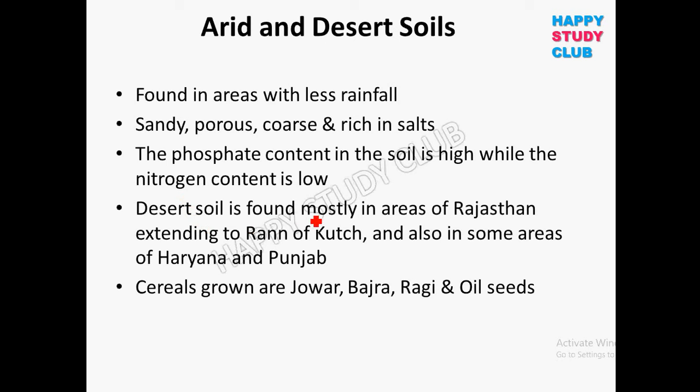Desert soil is found mostly in areas of Rajasthan, extending to Rann of Kutch in Gujarat, and also in some areas of Haryana and Punjab. So we can find these soils in some areas of Rajasthan, or in Rann of Kutch in Gujarat, and also in some areas of Haryana and Punjab. And also when it rains, the phosphate and nitrogen contained in these soils make them fertile. Okay, so now cereals grown are jowar, bajra, ragi, and oil seeds.